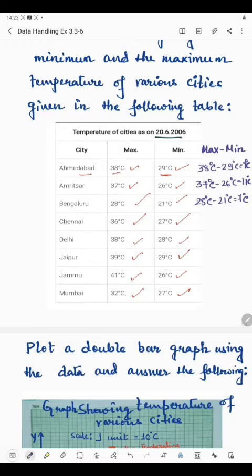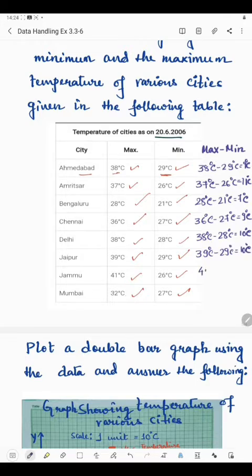So it's 7 degrees Celsius. In Chennai 36 degrees Celsius minus 27 degrees Celsius. So 16 minus 7 is 9. So it's 9 degrees Celsius. In Delhi 38 degrees Celsius minus 28 degrees Celsius. So it's 10 degrees Celsius. In Jaipur 39 degrees Celsius minus 29 degrees Celsius. So it's 10 degrees Celsius.